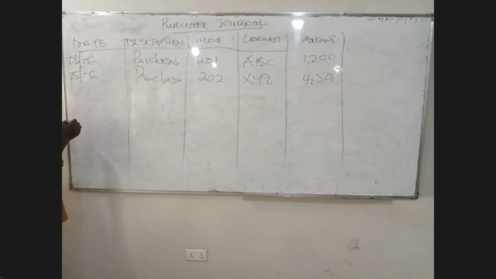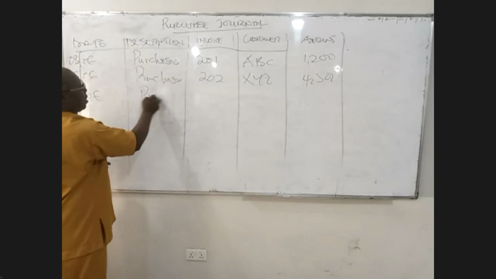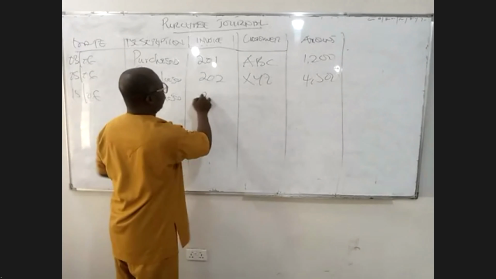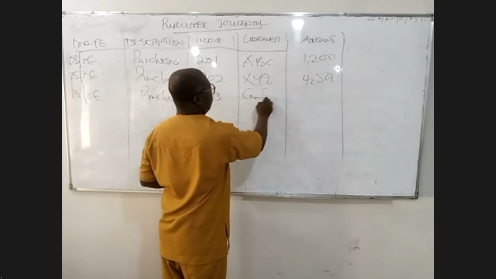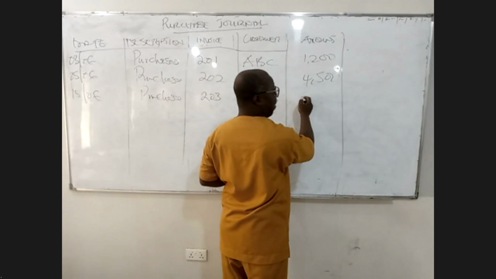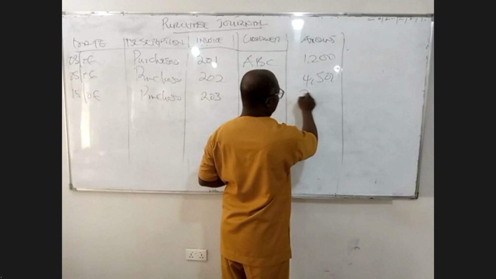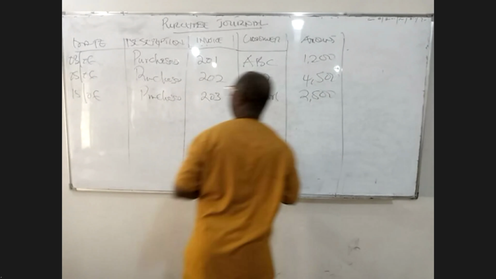Next slide, senior. 15th of June, purchases 203, Comfort. How much is it? 2,800. Yes, any other? Or is that all?